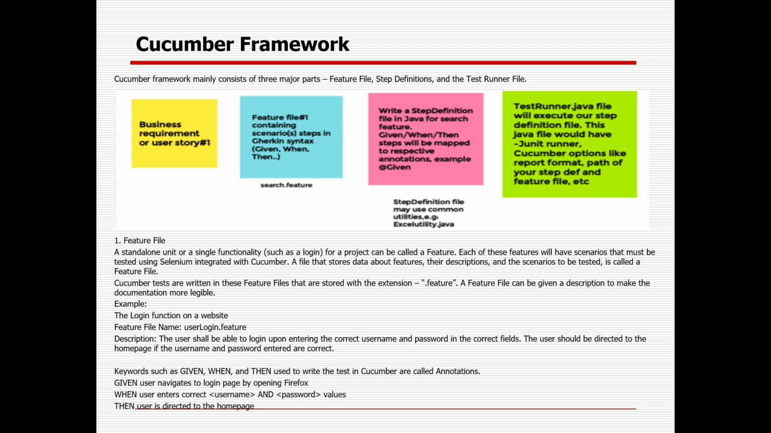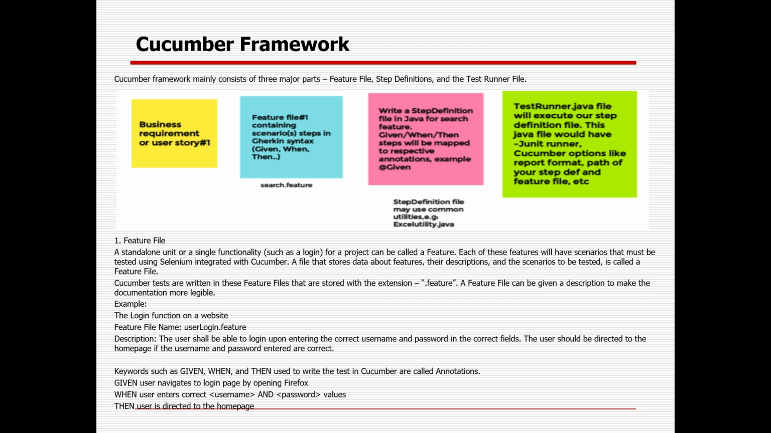Given, I can give something like browser open, Google homepage already there. Given means precondition. When means the step you are performing: I am entering the keyword Selenium and clicking on the search button. And then is the outcome or the result: all the relevant links pertaining to Selenium topics will be displayed. That is my expected result. So that is the way it will be given, when, and then.